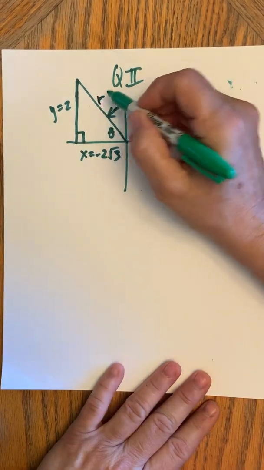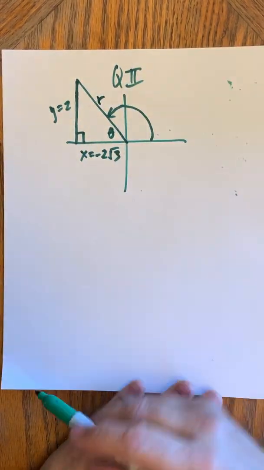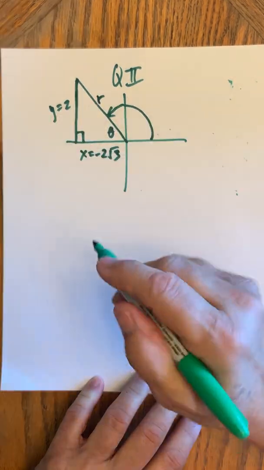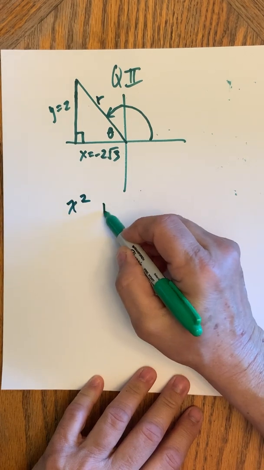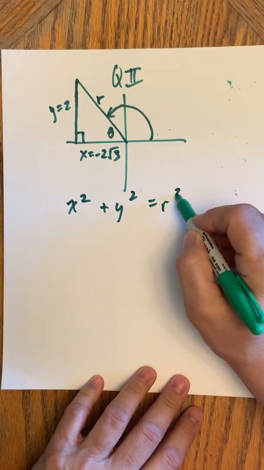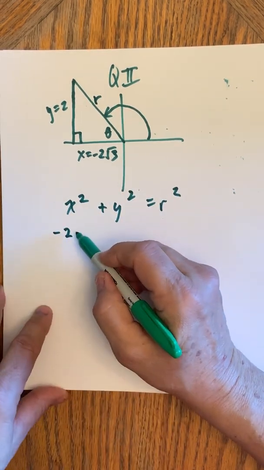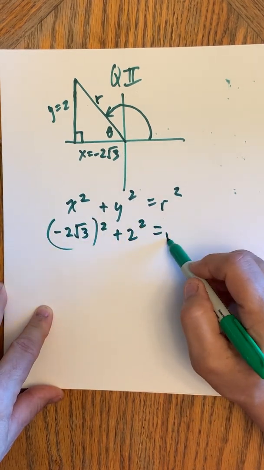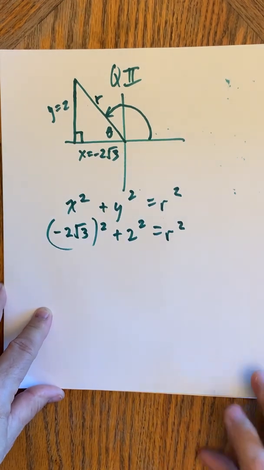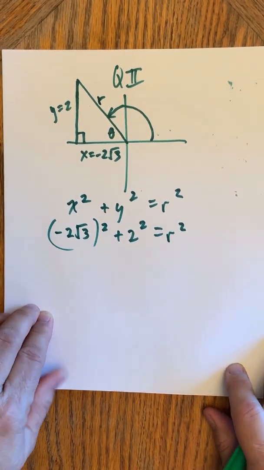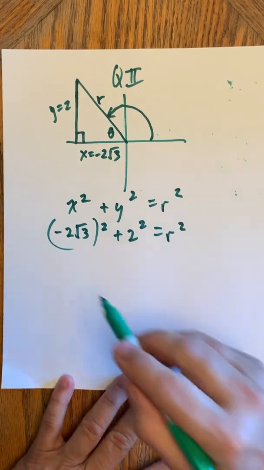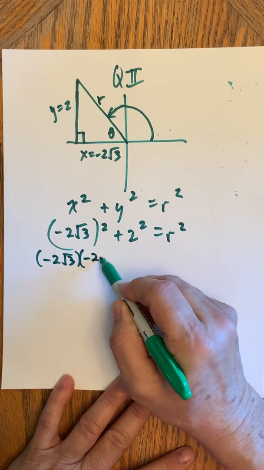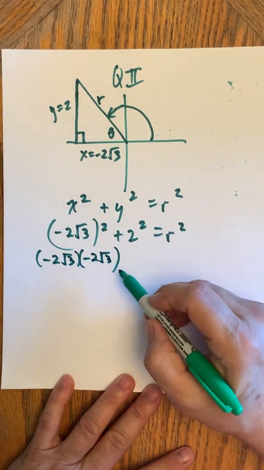So what is r? Well, I'm on a right triangle, so I can use the Pythagorean theorem. So x squared plus y squared is equal to r squared. So -2 square root of 3 squared plus 2 squared is r squared, right? All right, so this is technically -2 square root 3 times -2 square root 3. That's what the squaring means.